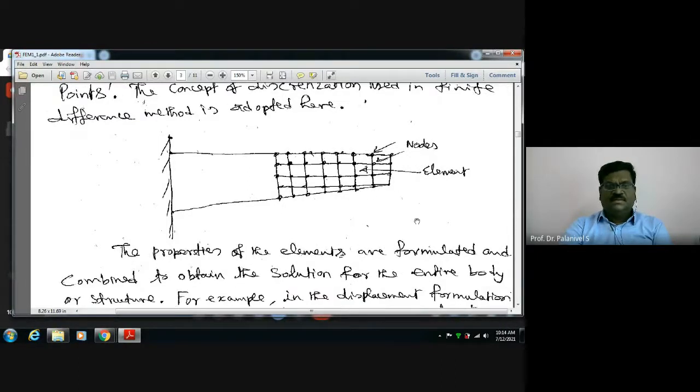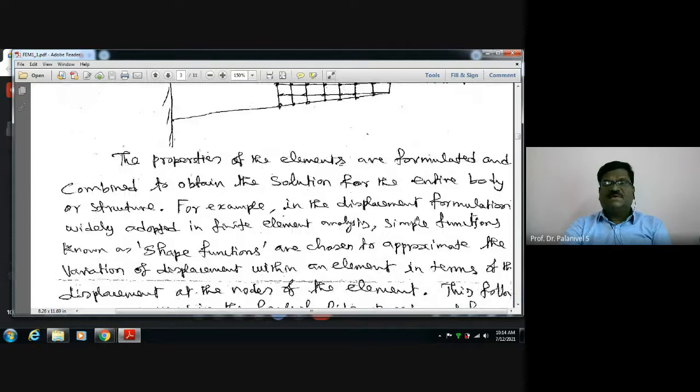Okay, now the properties of the elements are formulated and combined to obtain the solution for the entire body or structure. So what we do in this concept of this method: first we assume the body consists of a finite number of elements in it, right? Like this. It means we discretize the body or structure, and we assume it is an assemblage of these elements which are connected at the joints, called nodes, right?